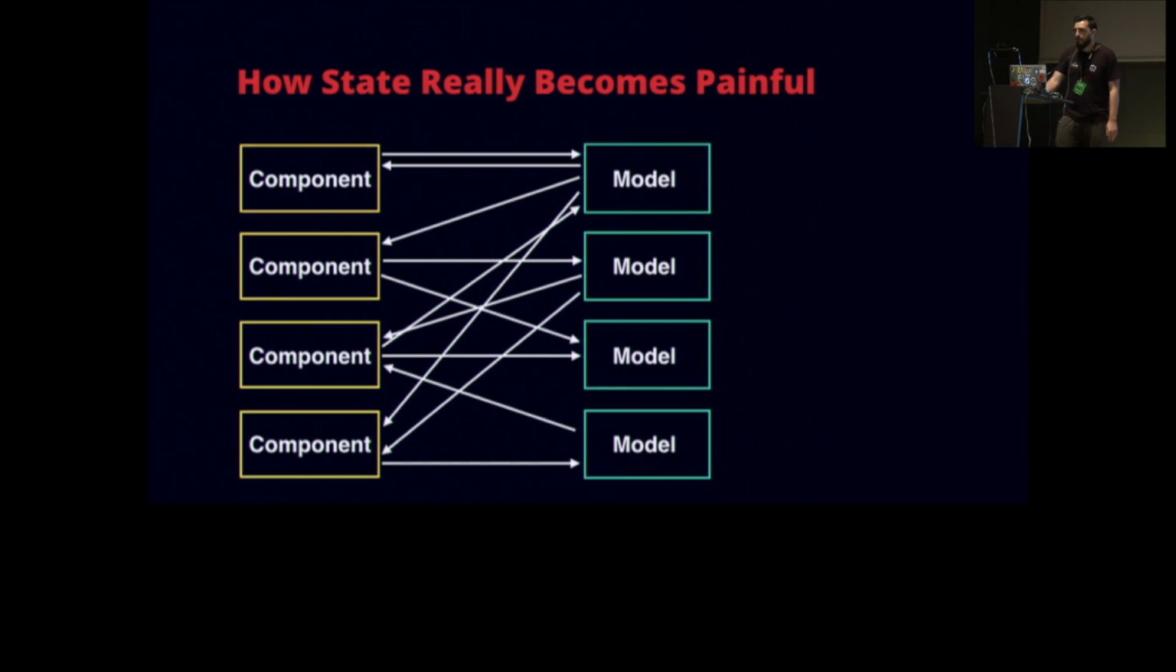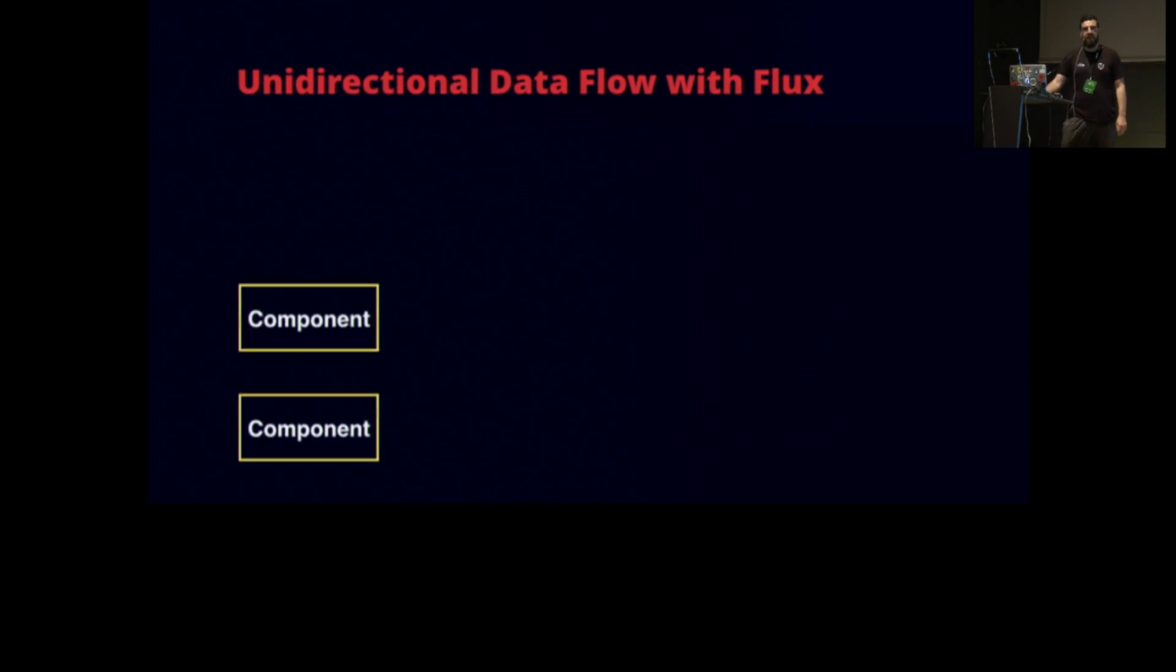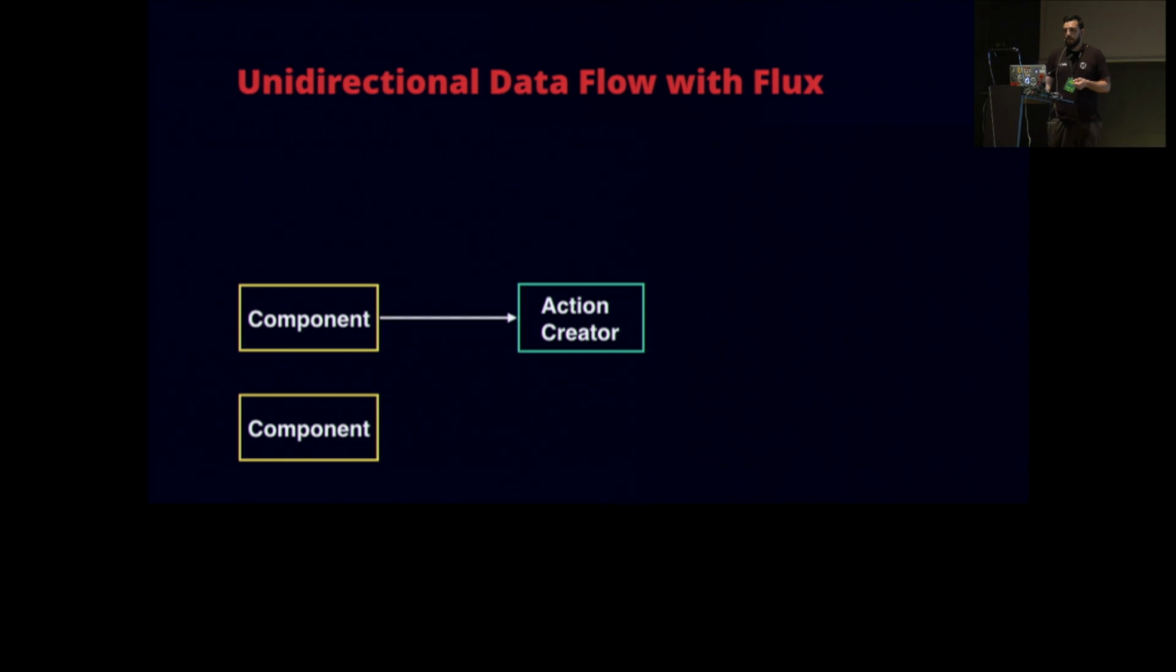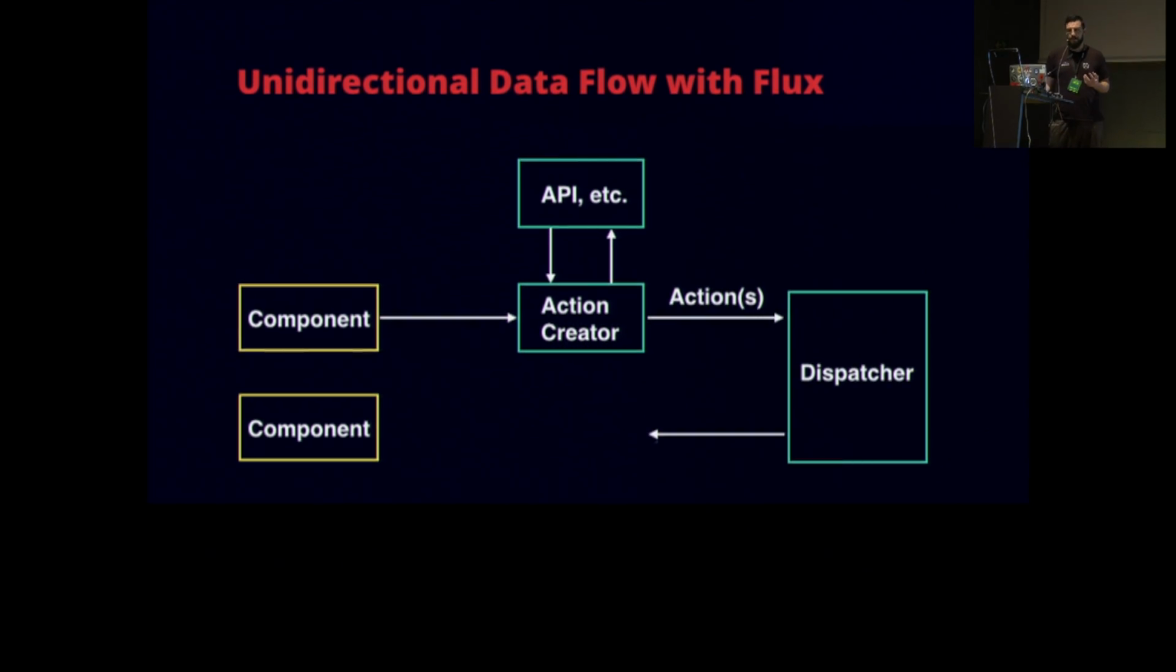So one of the patterns that's been more popular with React and getting a lot more traction in Angular recently is a one-way data flow with Flux. Flux itself isn't really a library. It's just a design pattern where you have this one-way flow of data throughout your application, where your component will talk with the action creator. Your action creator will go and talk with your APIs and whatnot, and then dispatch an action to your dispatcher, which then updates your stores.